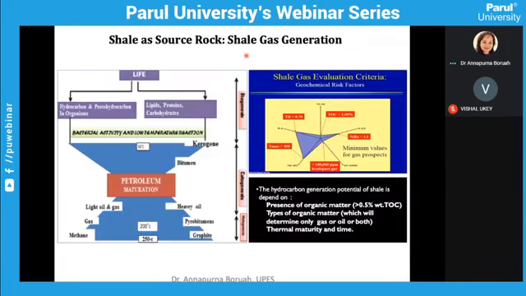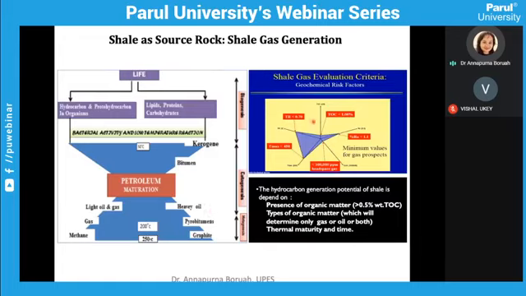Then how does the gas generate within the shale? This is the flow chart for conventional hydrocarbon generation. Hydrocarbon generates and migrates. With increasing temperature and pressure, kerogen converts into bitumen, then during the catagenesis stage at higher temperature and pressure, it converts into oil, then it converts into gas due to thermal cracking of hydrocarbon bonds.